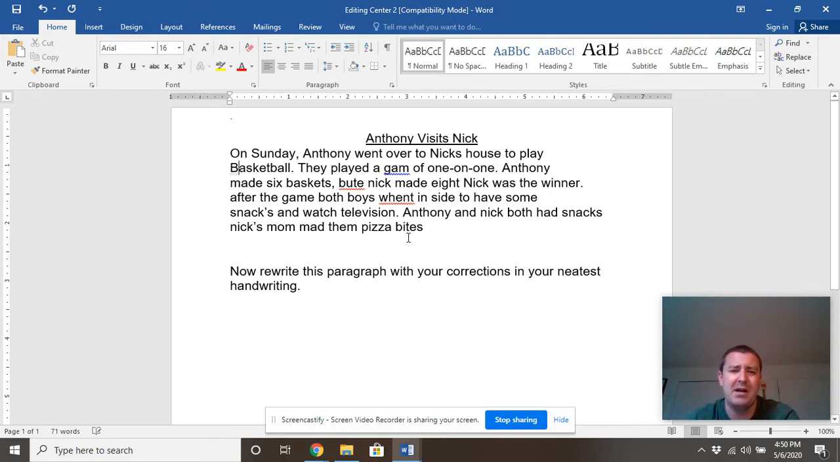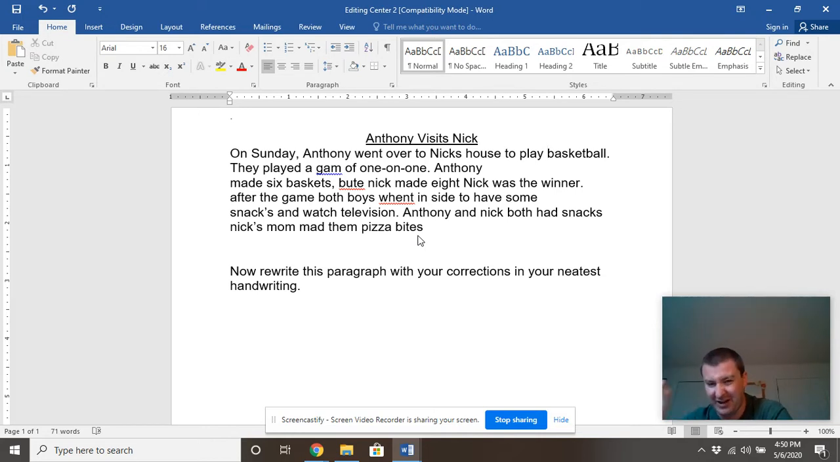Is basketball a proper noun? No. If we were saying a specific team like the Celtics, that would be a proper noun because we're naming a specific basketball team. But basketball itself is not a proper noun. So let's get rid of that capitalization. So now on Sunday, Anthony went over to Nick's house to play basketball. Okay, so there was a bunch of mistakes in that first sentence.